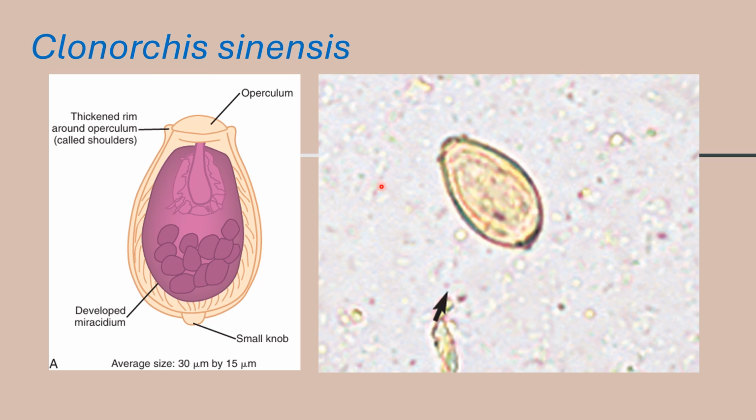Let's take a look at this image. Somewhat visible is the shoulder, the thick rim. Here you have the operculum. It is brown in color. The small knob is not appreciated in this image.